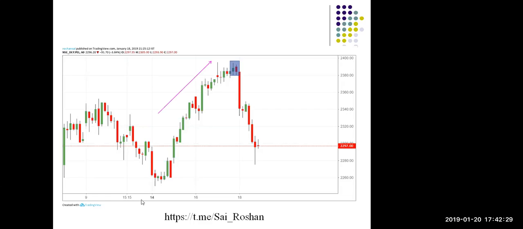So as I said, wicks do not matter. You can see that the first candle's upper wick is longer than the second candle's. It doesn't matter at all. You have to worry about the body only. So the second candle's body should engulf the first candle's body.